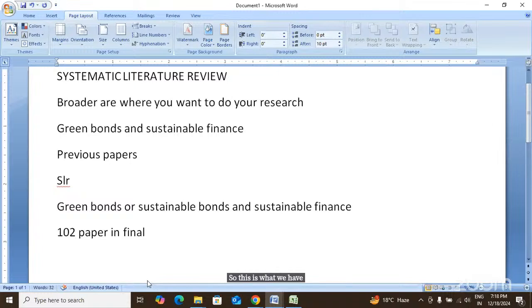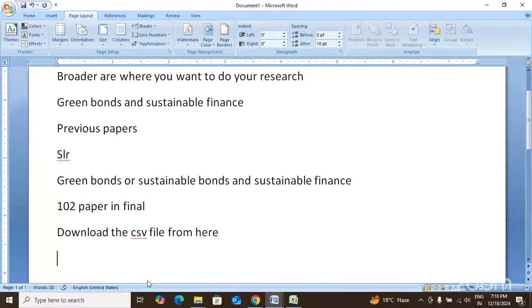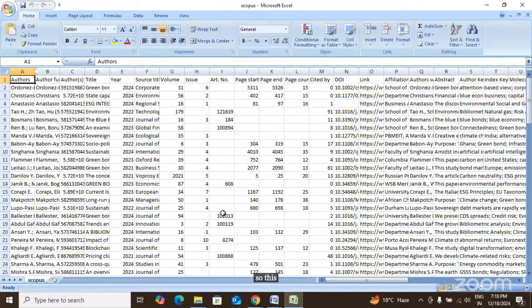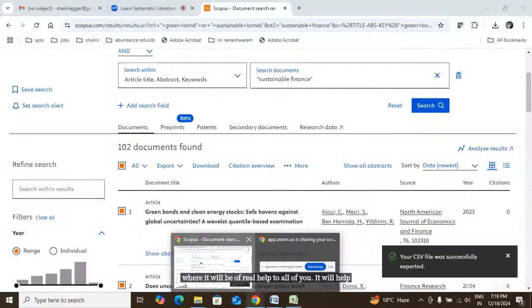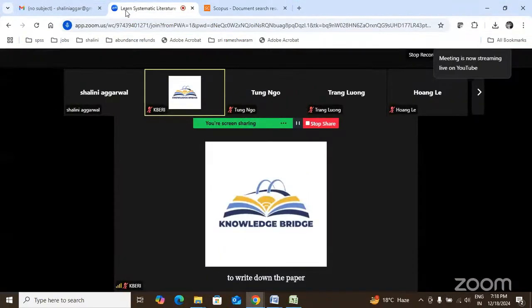What is the next step? Download the CSV file from here, right? And this is your master file. Please remember this. This is your master file, which will be of real help to all of you. It will help to write down the paper of SLR, right?